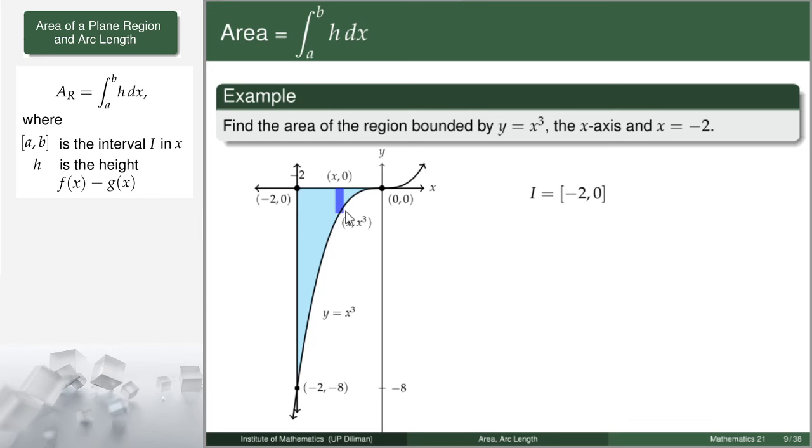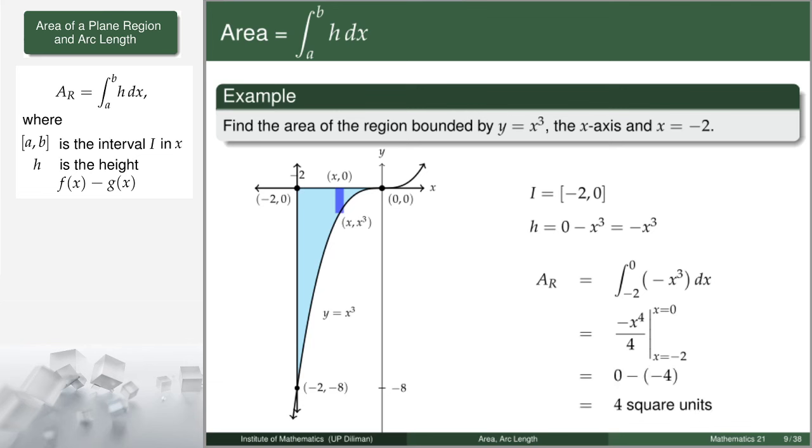Well, the bottom function here, the bound below, will be y equal to x cubed, and isolating, x cubed will be my g of x. And that gives me my function: 0 minus x cubed, equal to negative x cubed. You will see here that by isolating the y, the h will be all in terms of x. And thus, by plugging it into our integral, that will be from negative 2 to 0 of negative x cubed dx. Anti-differentiating and then evaluating, you will obtain the value 4.